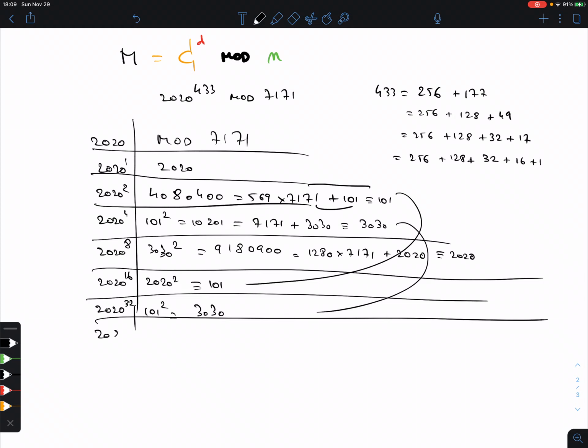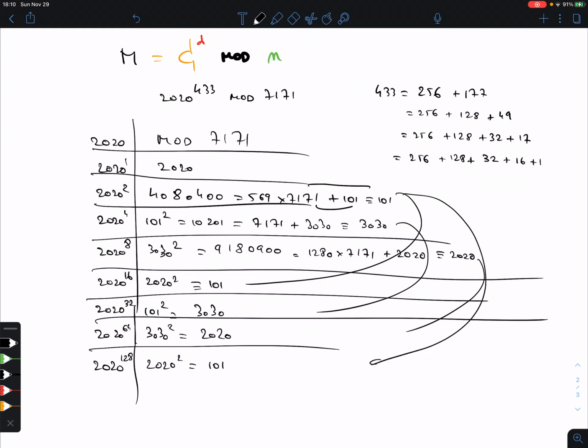So 2020 to the power 64. That is 3030 squared. But that's 2020. Okay. And we are back at 2020. So how far do we have to go? No, I'm not there yet. So 128. That is 2020 squared, which is the same as 101. Again, this is this one, right?